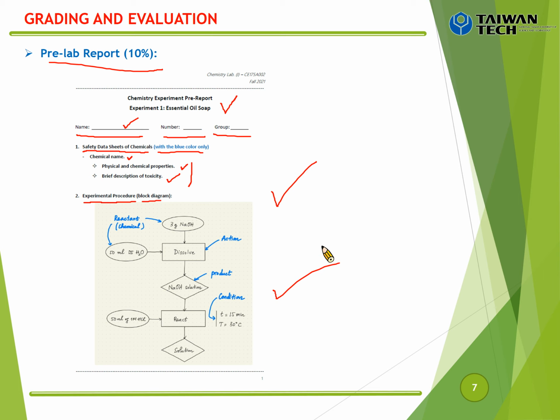For example, if I write, I want to dissolve 3 grams of NaOH in 50 milliliters of DI water, and then I get the NaOH solution. And then for this NaOH solution, I will add 50 milliliters of 1 molar HCl, and I have the reaction for 15 minutes at 30 degrees C, and I can get the final solution. And I can make the diagram like this.